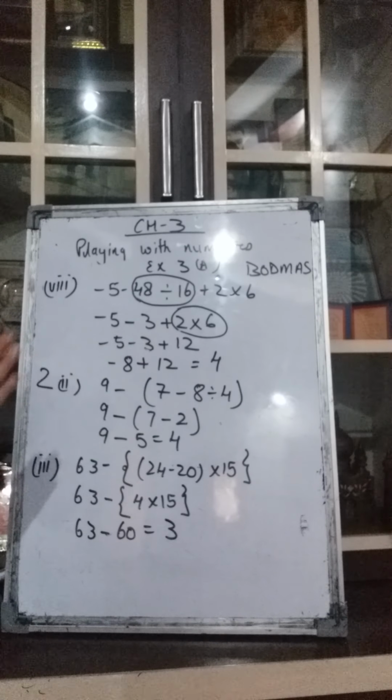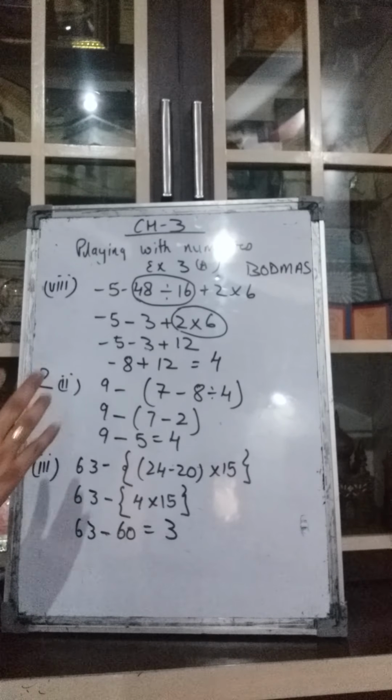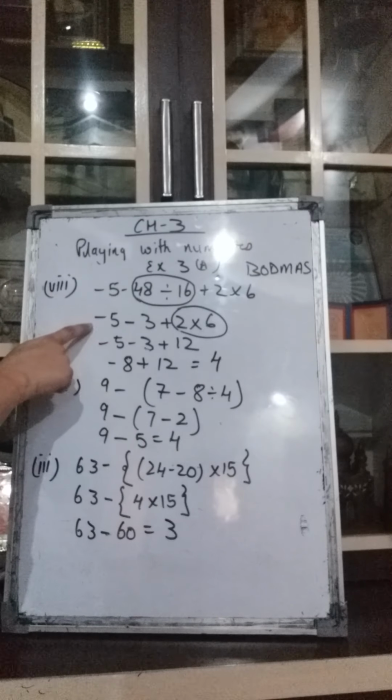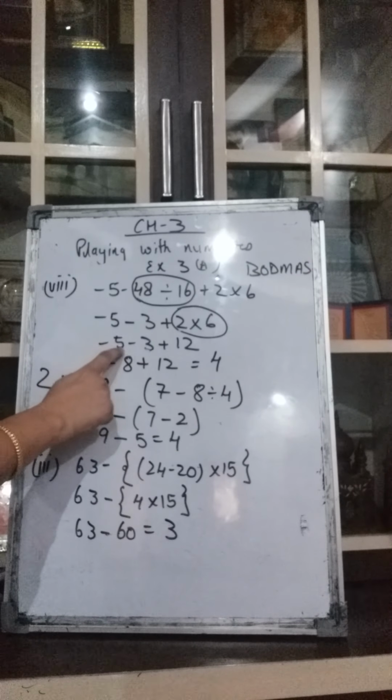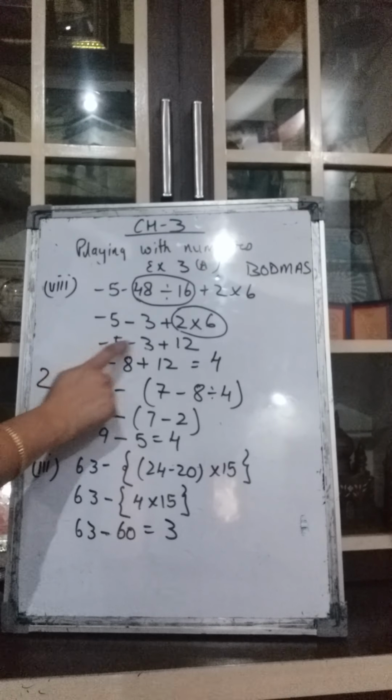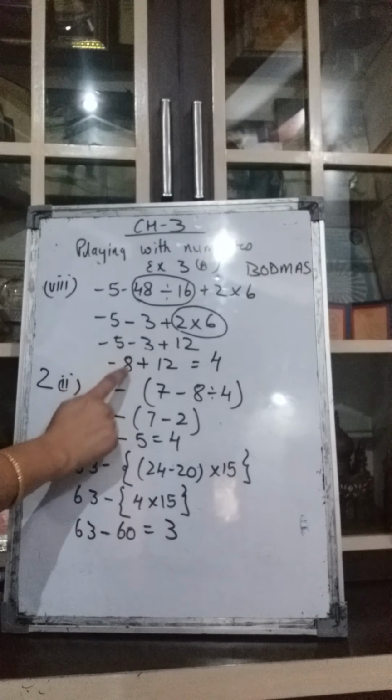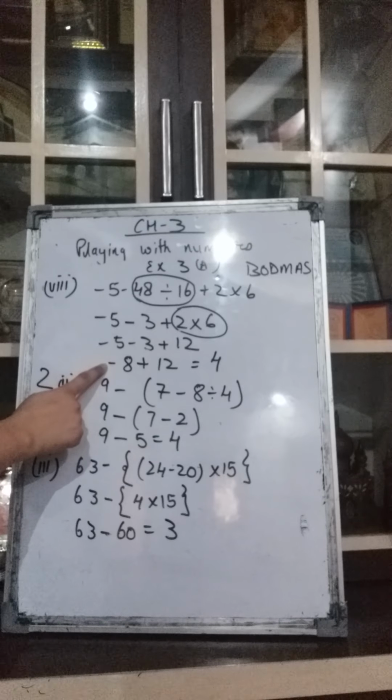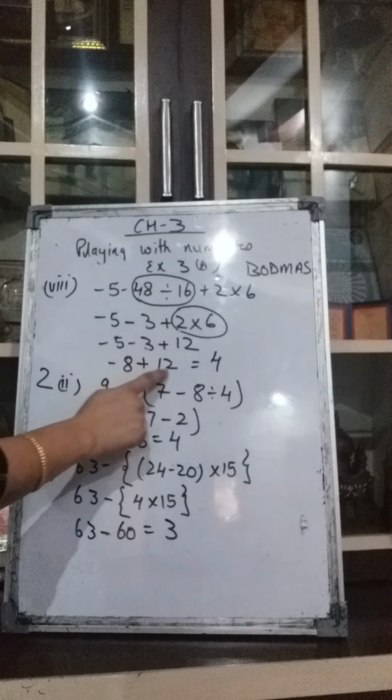So what you will do is you will add these two first. All the minus will be added together. Minus minus, it becomes plus, but the sign remains minus only. This is minus 5, this is minus 3. So add them together. Both are with the minus signs. So 5 and 3 will give you 8, but the sign will be of minus only. Minus 8 and plus 12.